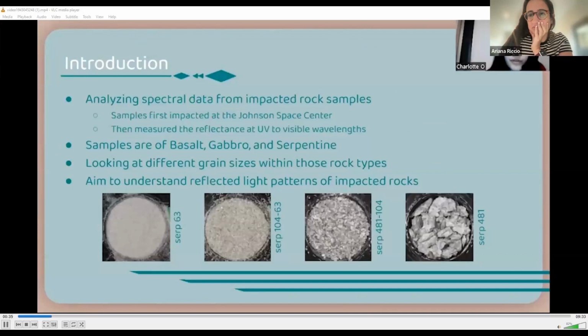These samples are of basalt, gabbro, and serpentine, and we are looking at different grain sizes within these rock types to better understand the reflected light patterns of these impacted rocks. I'm particularly looking more at grain size for this internship. So here's some examples of what they look like. The numbers next to the serpentine categorization are the size fraction. So this is 63, the smallest, then 104 to 63, 481 to 104, and then 481, which is the biggest. And visually, the basalt, gabbro, and serpentine all look pretty similar.